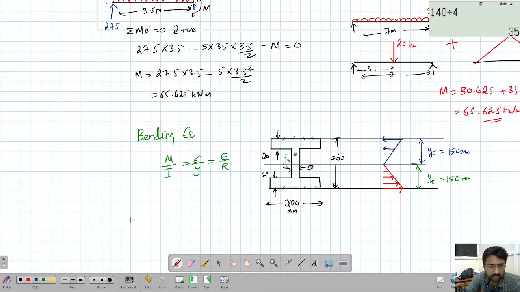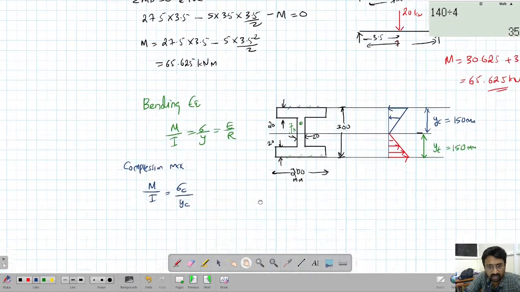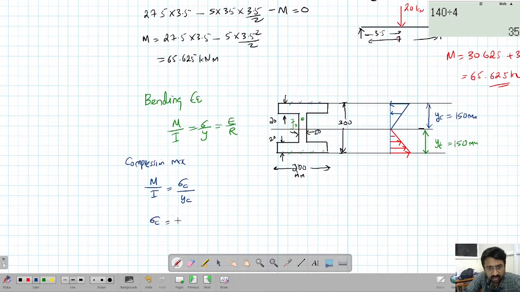Okay, so let's say M by I equals sigma. Let's take compression, the extreme fiber compression or maximum compression. So M by I equals sigma compression upon yc. So sigma compression equals M by I into yc.